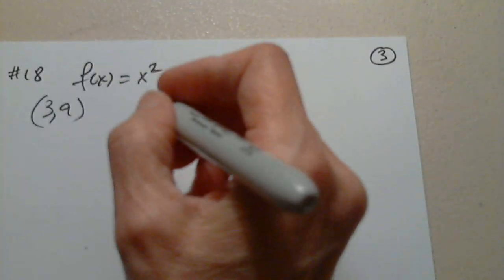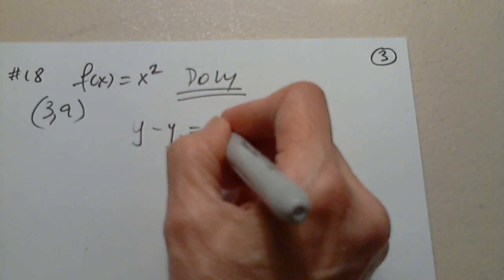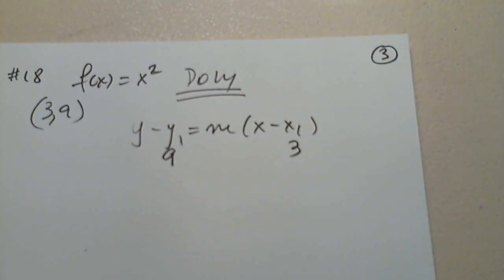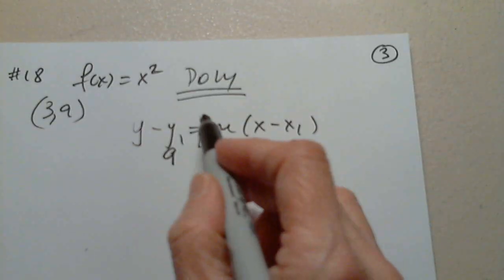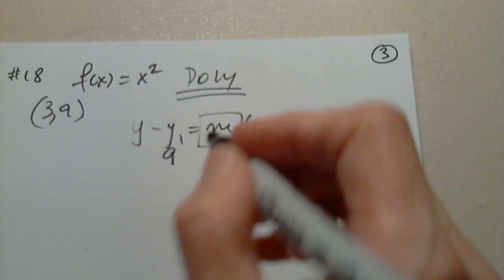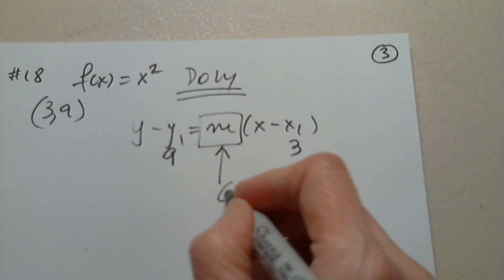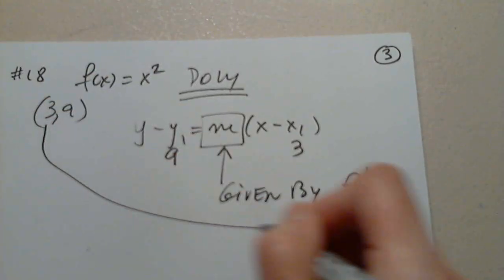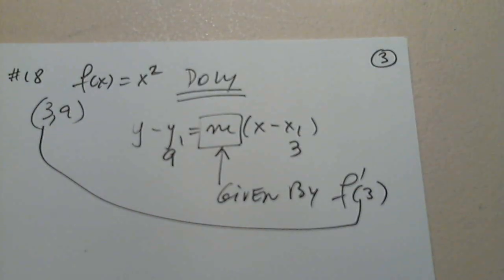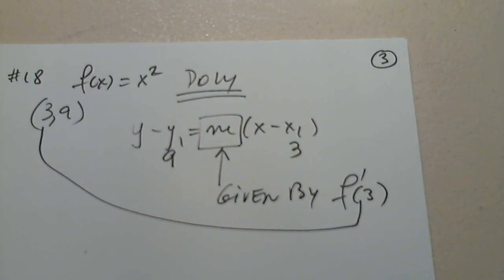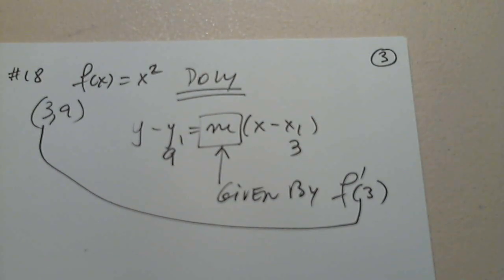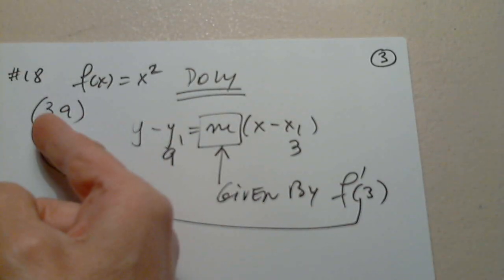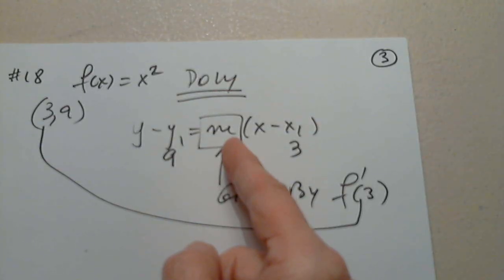Okay, so I know that y minus y1 equals the slope times x minus x1, and I know that I have 3, 9. What I don't have is the slope of the tangent line. But this is given by f prime at 3. That's the slope of the tangent line to the graph of this function. I have to find f prime of x and then plug in 3 to get the slope.